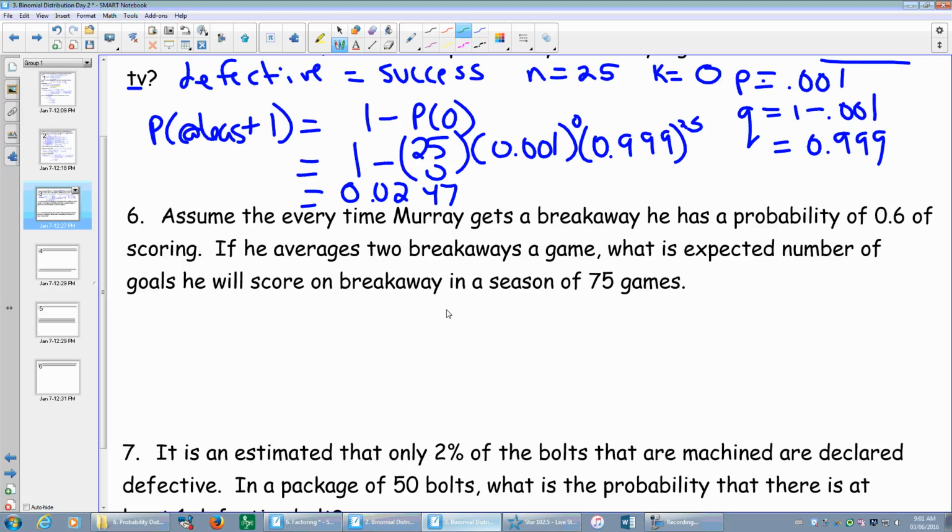Okay, so again here you have to think there's 2 options. He can score or not score, which means we can use our formula here because there's two options. The number of games is your n value, which is 75, and the probability of success is 0.6. Now, as soon as it says what is the expected number of goals, I can use my expected value formula. Expected value is n times p. So Ben or David, what would I plug in here?